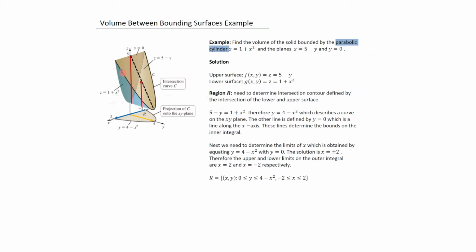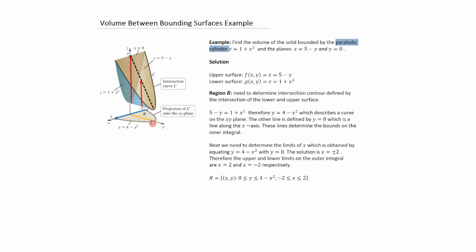Okay, so this allows us to draw this, and now we need to determine the region, and the region is determined by the intersection contour between the lower and upper surfaces. So if we equate this value of z with this value of z, which is what I've done here, we end up with an equation y equals 4 minus x squared, and this describes a curve on the xy plane. So that's the curve that you see here. This is actually the shadow of this object onto the xy plane, just by equating those two.